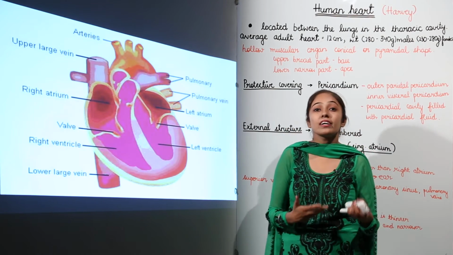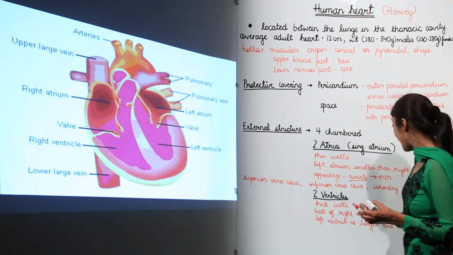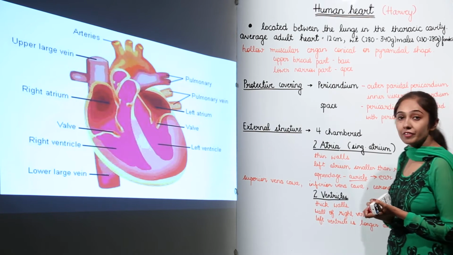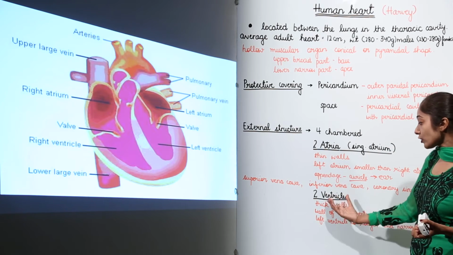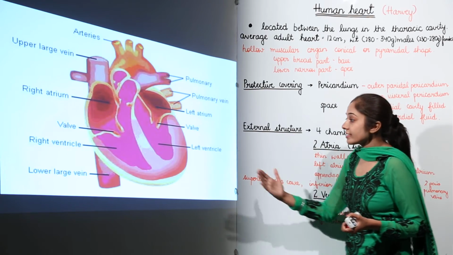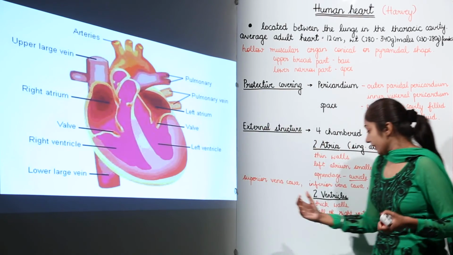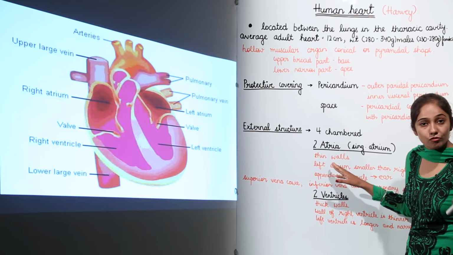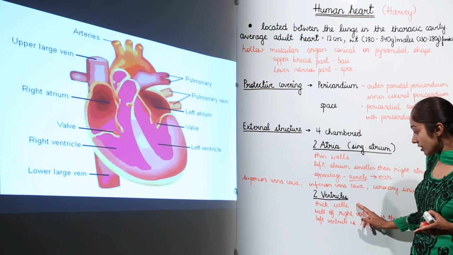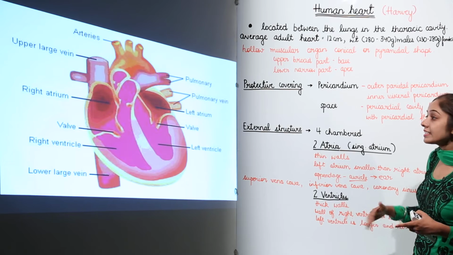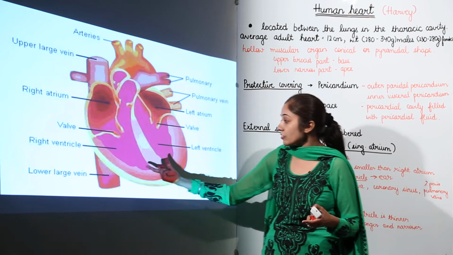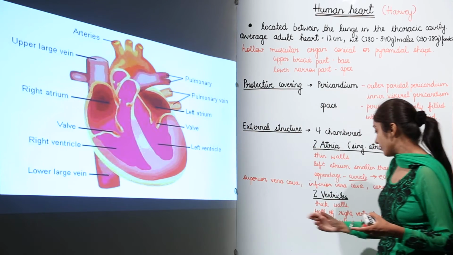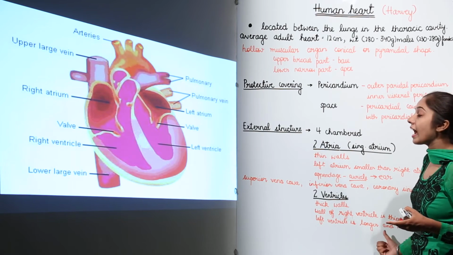We have 2 pairs of pulmonary veins. Moving on to the ventricles. You can see the left ventricle and the right ventricle. The ventricles have thick walls. The atria have thin walls, but the ventricles have thick walls, and the wall of the right ventricle is thinner. If you see the right ventricle, its wall is quite thin as compared to the left ventricle, and the left ventricle is longer and narrower.